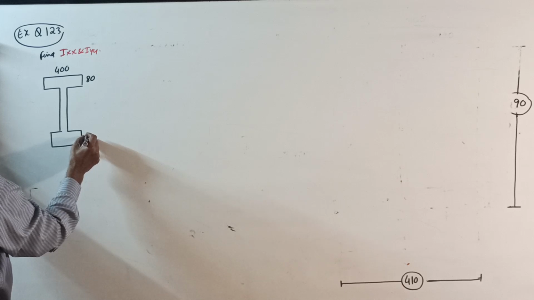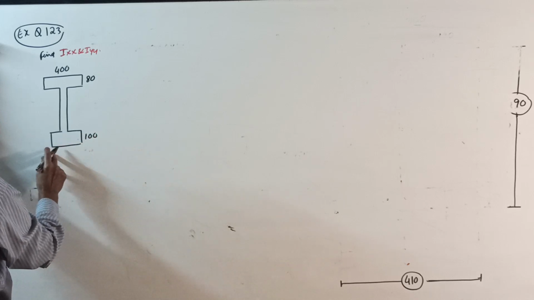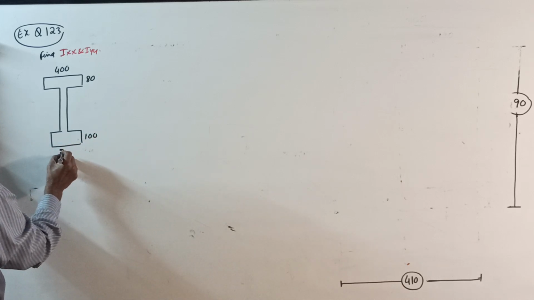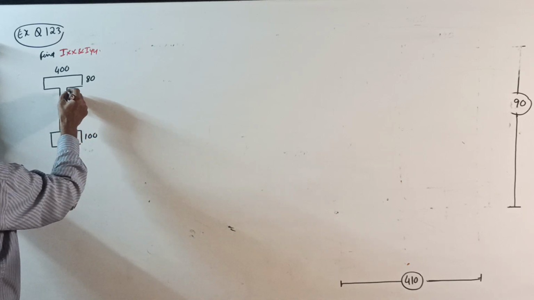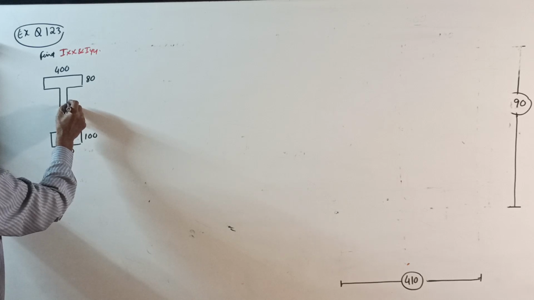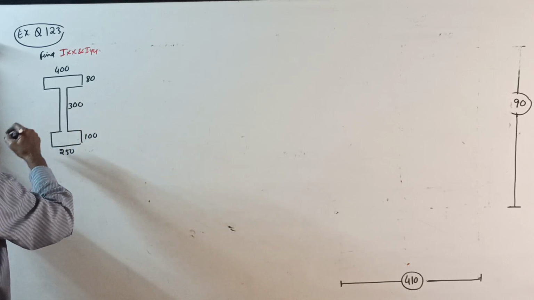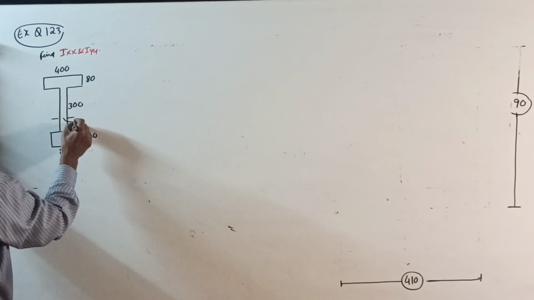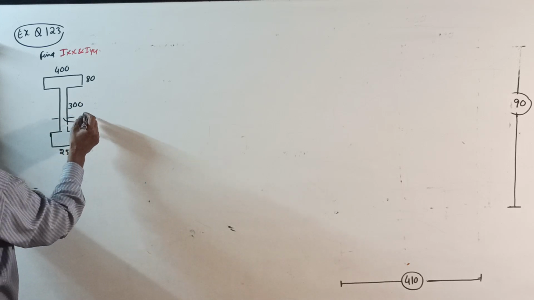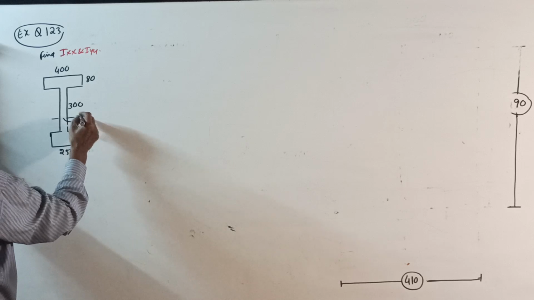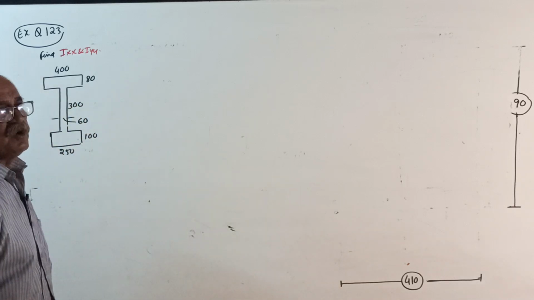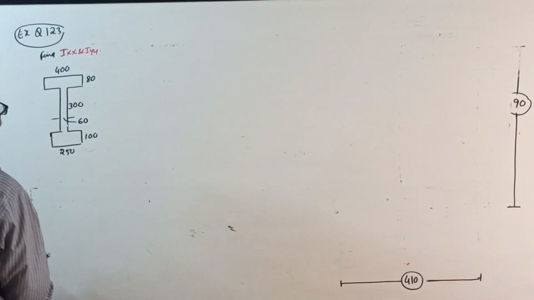This is a little more than 100. This is 250. This depth is 300. This thickness is 40, 180, 60. Maybe a cross section of a pre-stressed concrete beam. Now see, note the question.